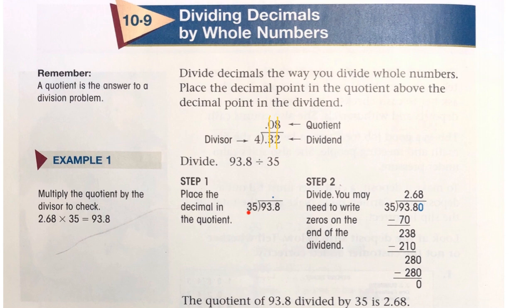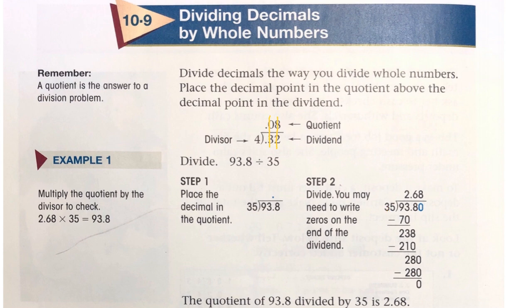So how many 35s will go into 93 will be step 2. First, we're just going to move this decimal up on top of the division box. So that's step 1. Step 2 is that division. Do the dividing. You may need to write zeros at the end of your dividend, so we might need to add zeros.